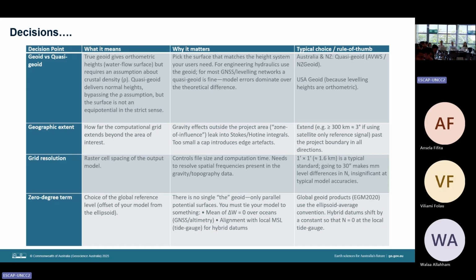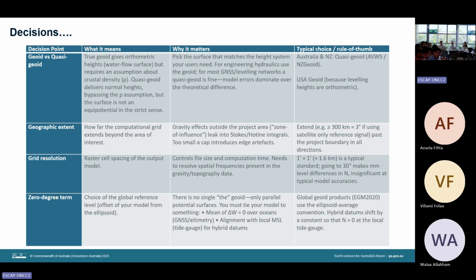So, for example, if we wanted to use a satellite only gravity model, which might only have wavelengths up to 300 kilometers, we need to pad our computational region by at least that much. Ideally, maybe 2 or 3 times that wavelength to ensure that we don't have any edge effects creeping into the geoid model where it counts and where we need it.